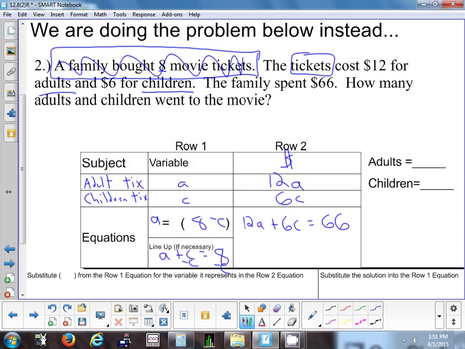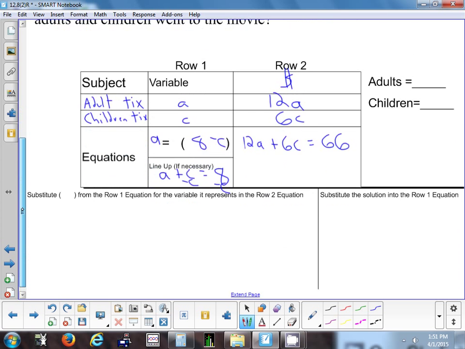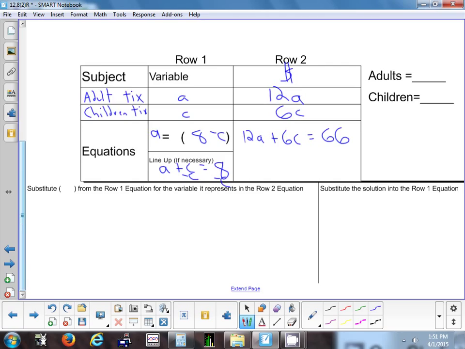All right? Tyler? I was going to say I'd do the next part. Oh, you want to do the next part? Sure. All right, so Tyler wants to try the second part. So what do you think, Tyler? Tell me. 12, and then parentheses, 8 minus C, close parentheses, plus 6C equals 66.